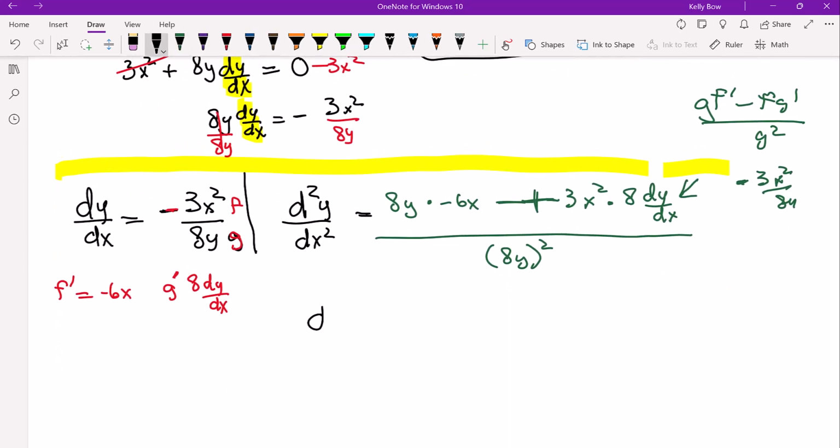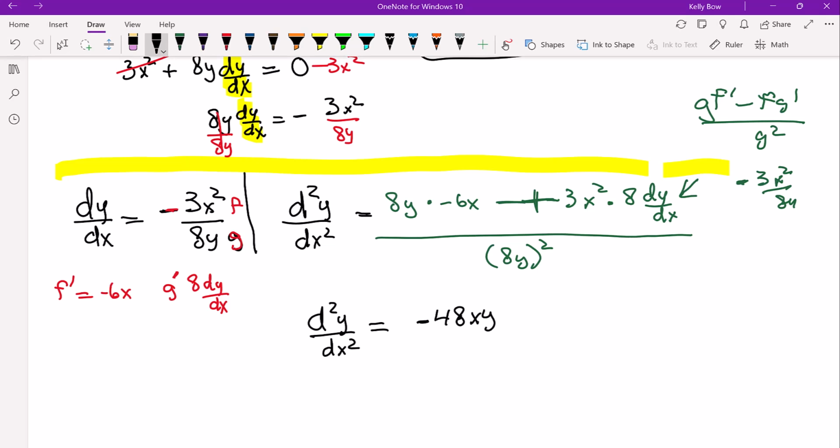So now we have d2y, or d squared y is the proper way to say that, over dx squared is equal, so 8y times negative 6x is negative 48xy.